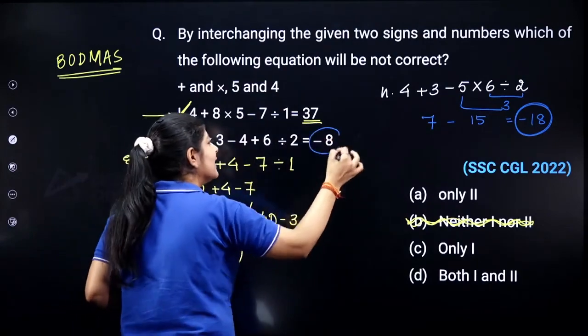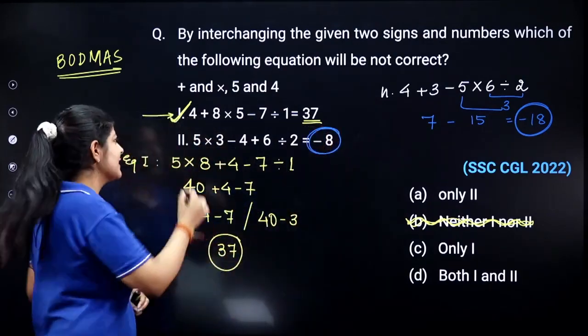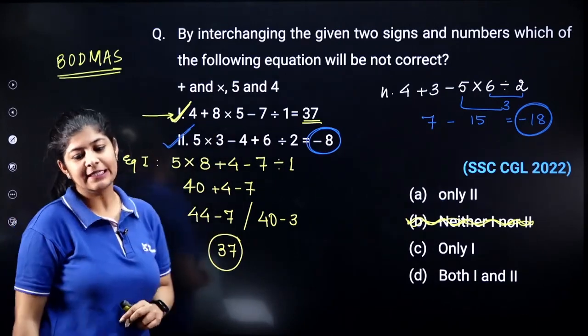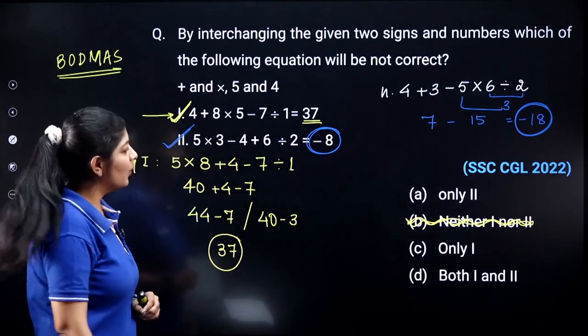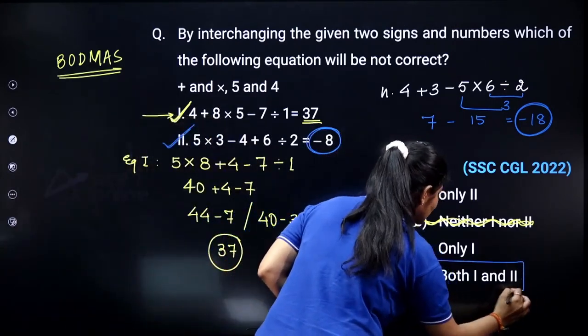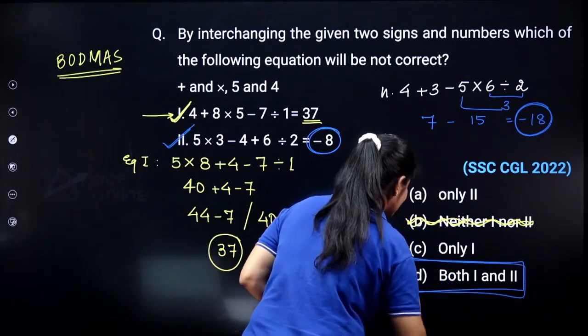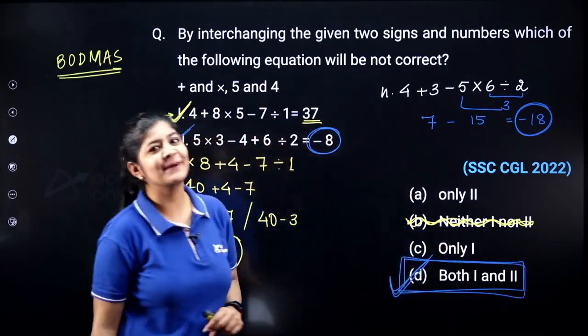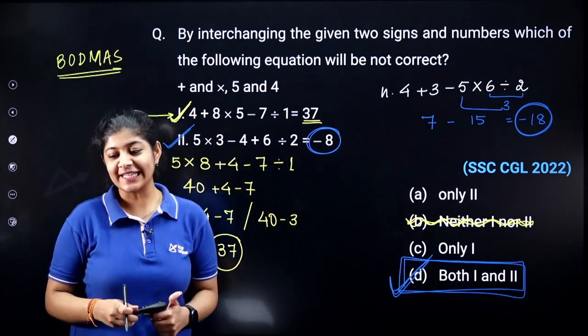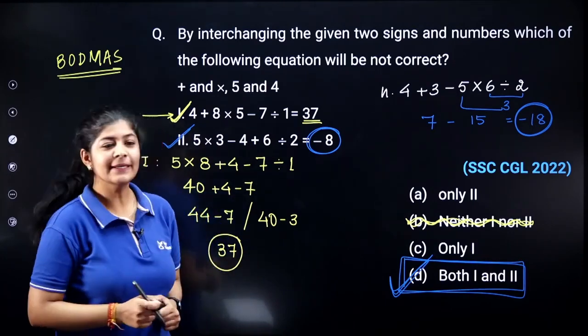Do we have that in our option or in the equation? Yes. So basically from both of the equations I am getting the correct answer. So the correct answer over here is option number D, not option number A and option number B. The correct answer is option number D.